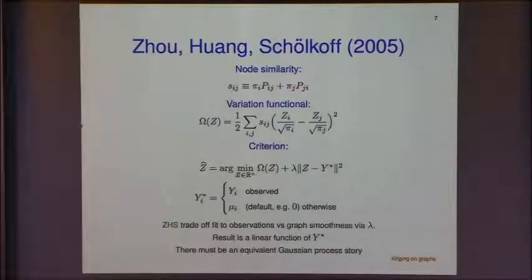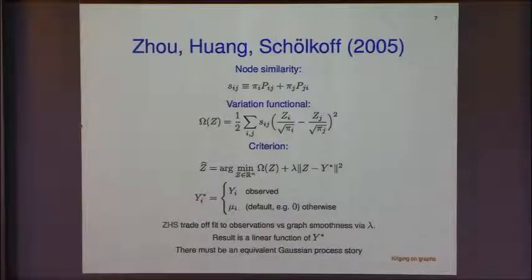And it's quite interesting, but we never believed that it had magical powers. So here's one of our starting points, this paper by Zhou et al. And they defined similarity between nodes. So similarity is your chance of starting at vertex i and then going to j, plus your chance of the reverse trip. If that number is high, then vertices i and j are similar.